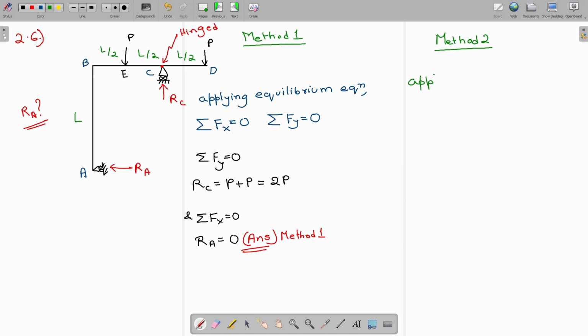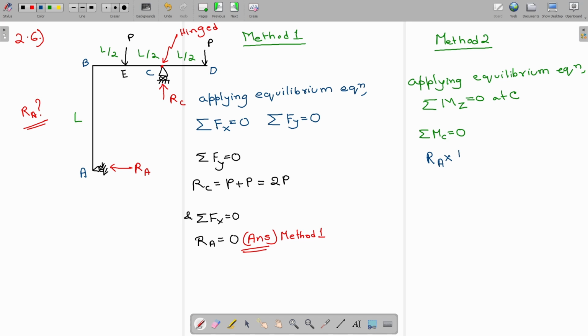Applying the equilibrium equation, summation of moment about the z-axis is equal to 0 at C. Therefore, we are going to write summation of moment MC is equal to 0, RA into L. This reaction force RA is at a distance L from point C and acting in the clockwise direction.